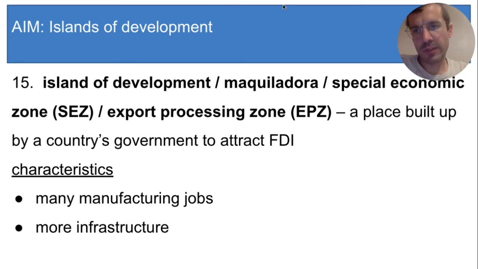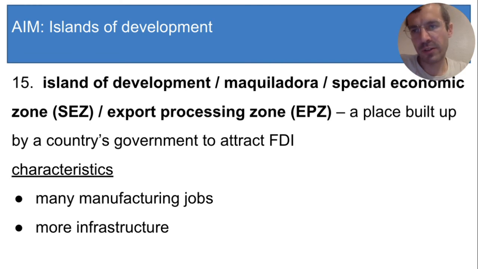Second, compared to the rest of the country, an island of development has much more infrastructure. That means that there are more roads, more highways, or more ports, and services like electricity, running water, or trash collection are usually better than in other parts of the country. In other words, the land within the island of development has good infrastructure, while outside the island of development, roads might be made of dirt, or electricity, running water, or trash collection might be non-existent.